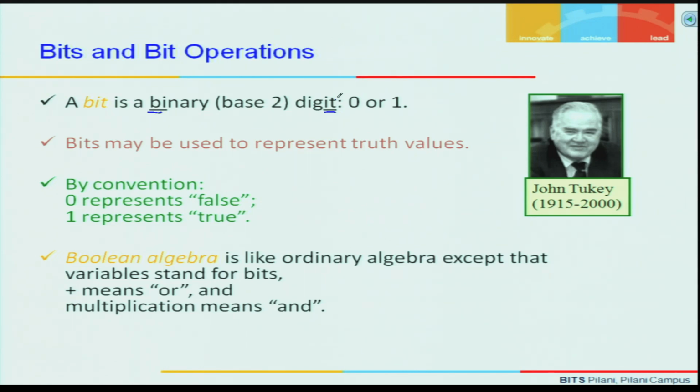So a bit is nothing but a binary digit which takes 0 or 1. Bits may be used to represent truth values, because we have been saying that a proposition will have its truth value as true or false. In fact, we can always say true is equivalent to 1 and false is equivalent to 0. So a proposition can take values like 1 and 0, which are nothing but bits.